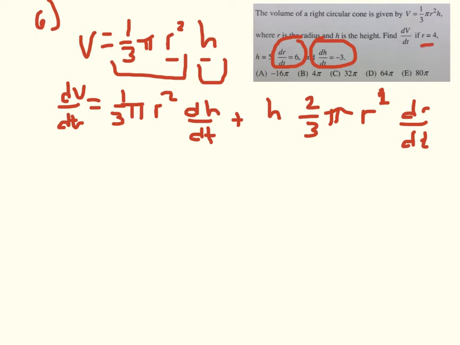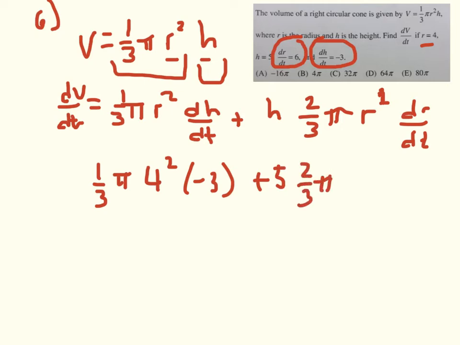R is 4, so then this would be 4 squared. You have a pi, you have a 1/3. dh/dt, do I know that? Yep, that's a -3. Plus h, do I know h? H is 5. Then you got the number 2/3, then you get a pi, then you get an r. R is 4, then you got a dr/dt. dr/dt is 6. And then you just multiply all this out, use your calculator, whatever you get, that's your answer. It is that simple.